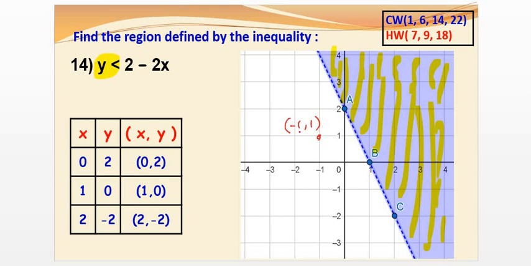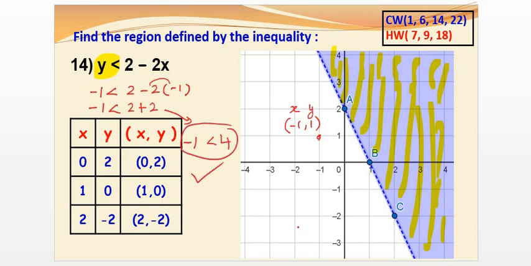So -1 and 1. This shows that this is the y coordinate and this is the x coordinate. So y will be replaced by -1 is less than 2 minus 2 times, what is the value of x? It's -1. So -1 is less than, now -2 times -1 will be how much? It will be +2. And next I will write it over here. So -1 is less than 2 plus 2 is 4. So it's correct, right? -1 is always less than 4.